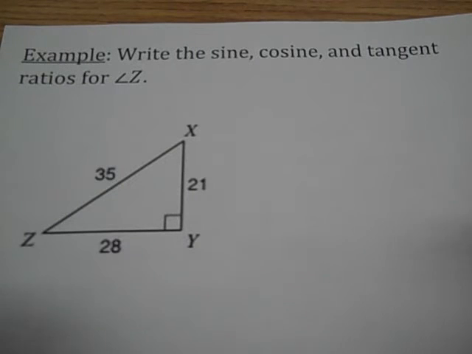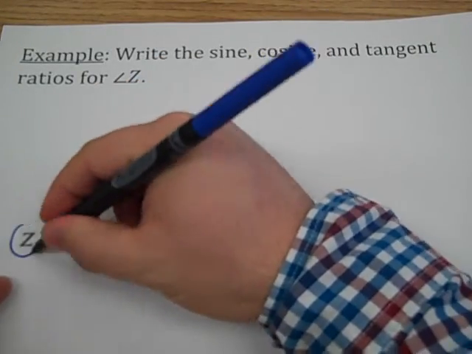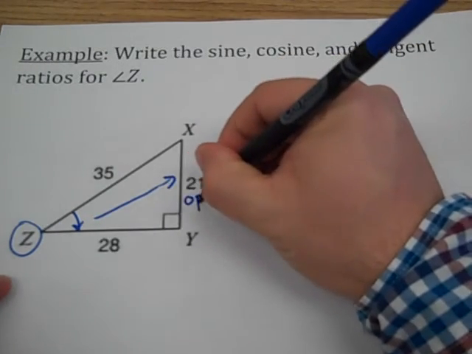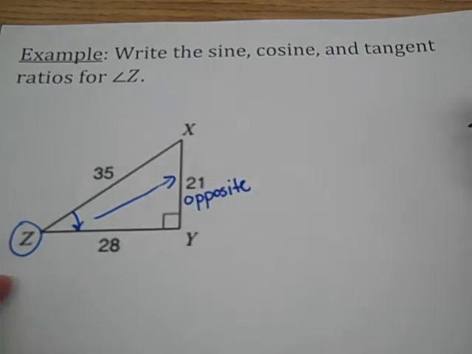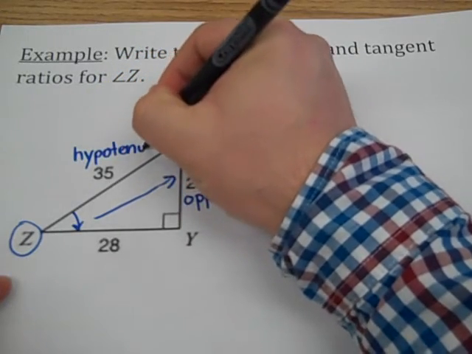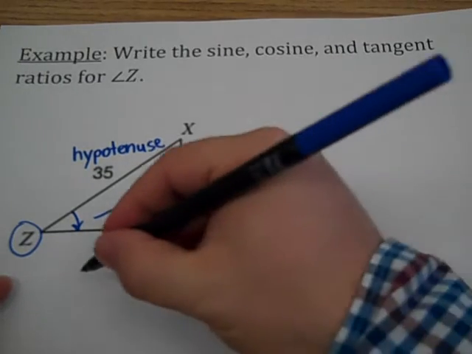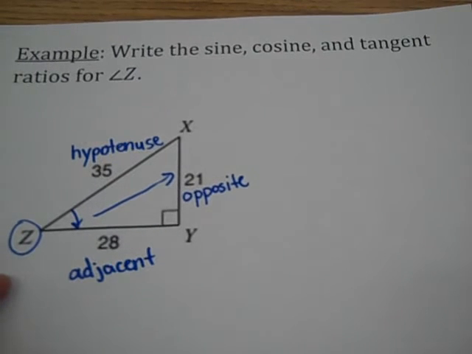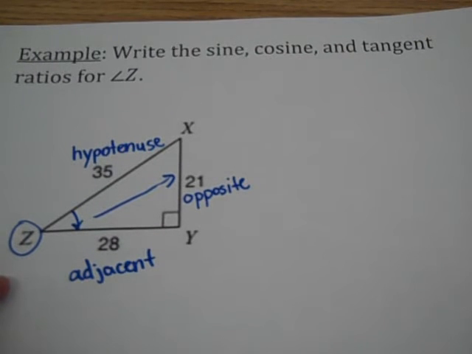So here we have an actual triangle where the sides are labeled, and we want to write the sine, cosine, and tangent for angle Z. So this angle right here, angle Z. So first, I always recommend finding the opposite side. That's right here. The hypotenuse is across from the right angle. And then the last side is the adjacent. So if we get those labeled, then all we need to do is look at the functions, which ones they belong with, and then plug the numbers in.